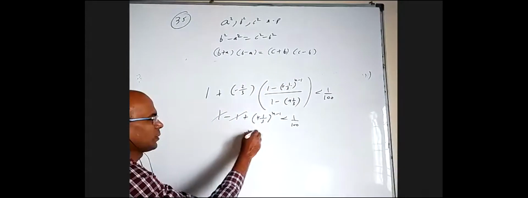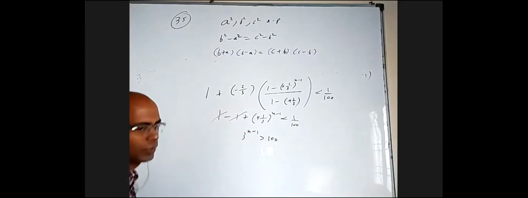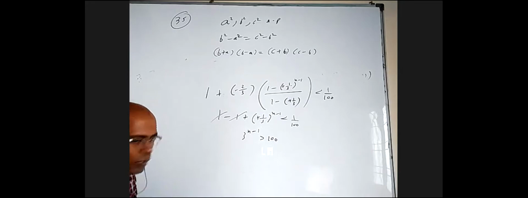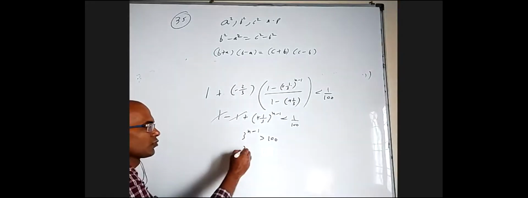You'll get simply 3 power n minus 1 should be greater than 100. You don't have to do it by trial and error. You know, 3 power 4 is 81 and 3 power 5 is... Sir, 3 power n minus 1.